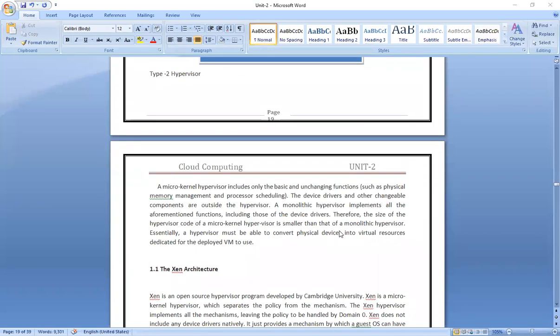A microkernel hypervisor includes only the basic and unchanging functions, such as physical memory management and processor scheduling. You have all studied what a processor is, what the scheduling concept is, and what the various types of scheduling algorithms are. The device drivers and other changeable components are outside the hypervisor. A monolithic hypervisor implements all the aforementioned functions, including those of the device driver and so on.